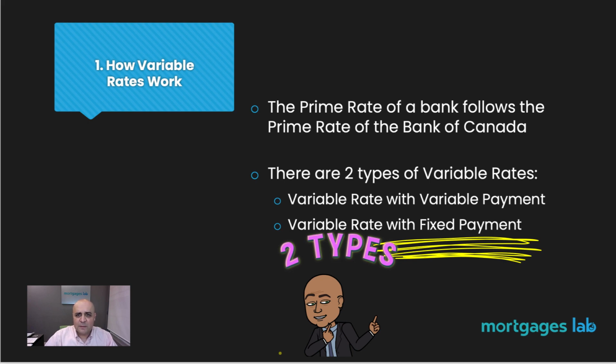So that second type of variable rate is very good for people who are a little bit uneasy of changing their mortgage payment. If they want a fixed payment, that rate will be very good, that variable rate with a fixed payment.